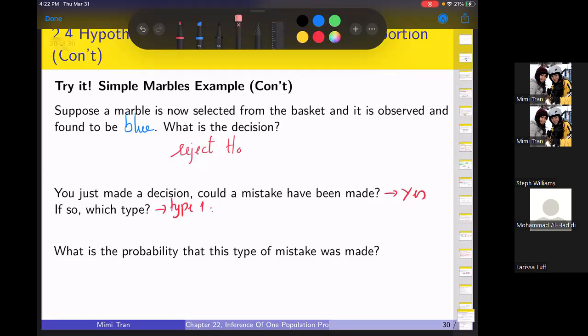All right, what is the probability that this type of mistake was made? Think about this carefully. Think about how, once you construct a confidence interval, your true parameter is either inside the confidence interval or it is not. You don't know where it is. So once you make a decision, what is the probability that you made that kind of mistake?